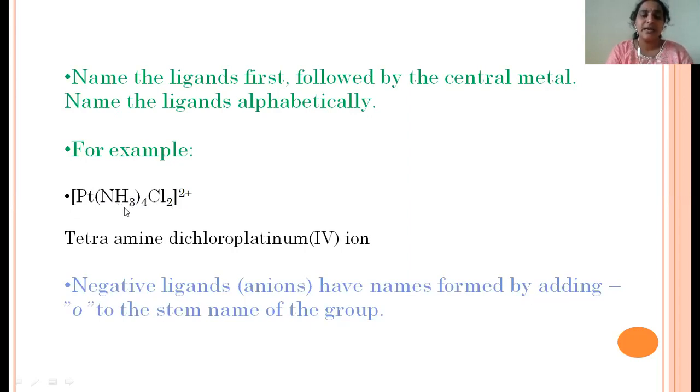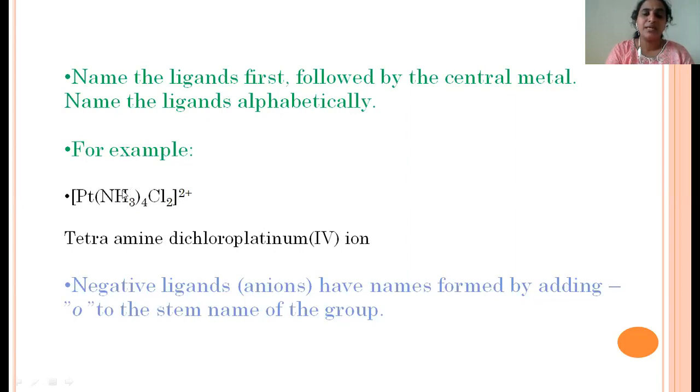This ligand, amine, has a total of 4 ligands present. Whenever 4 ligands are there, we have to use tetra, so tetraammine. Then the chlorine has a total of 2 ligands present, which is called dichloro, and this metal name is platinum. Then we have to calculate the oxidation number of this metal.